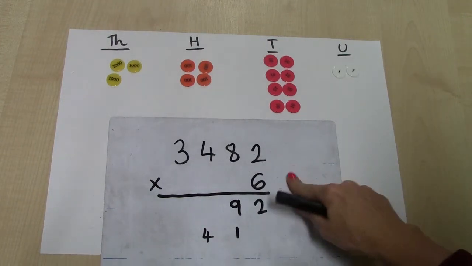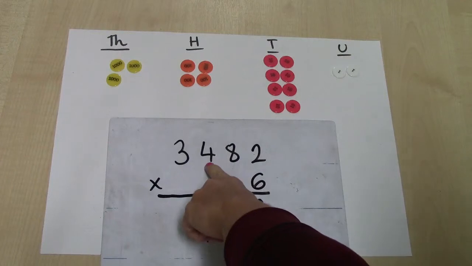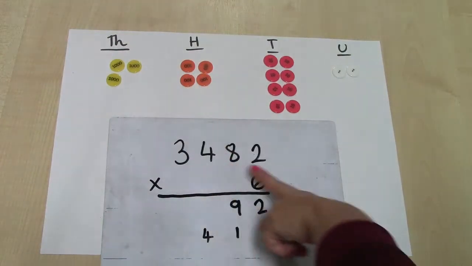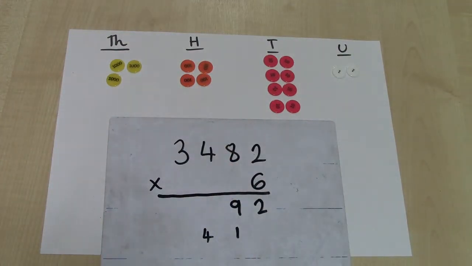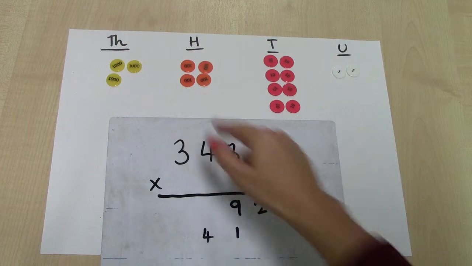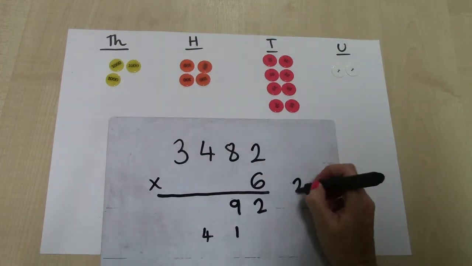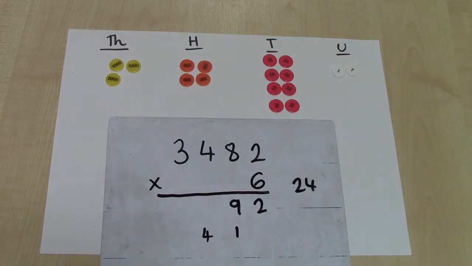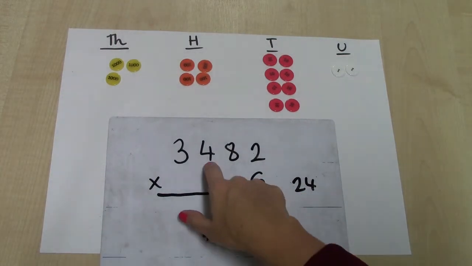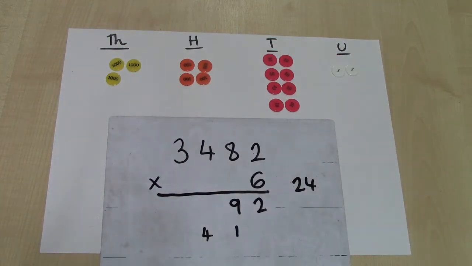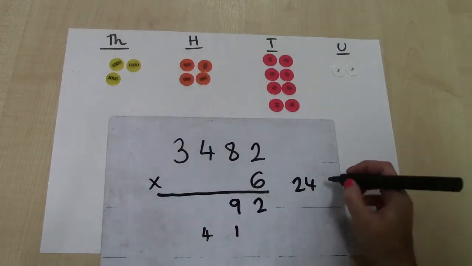Okay, so here we've got 400. I'm going to multiply my 400 by 6 now. Now I don't know my 400 times table, but I do know my 4 times table. So 4 times 6 I know is 24. However, it wasn't really 4 times 6, it was 400 times 6. So I need to make this number 100 times bigger.